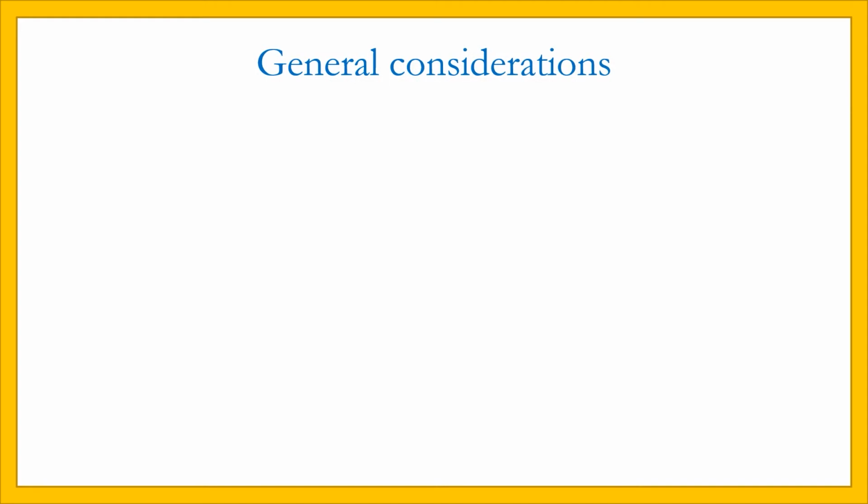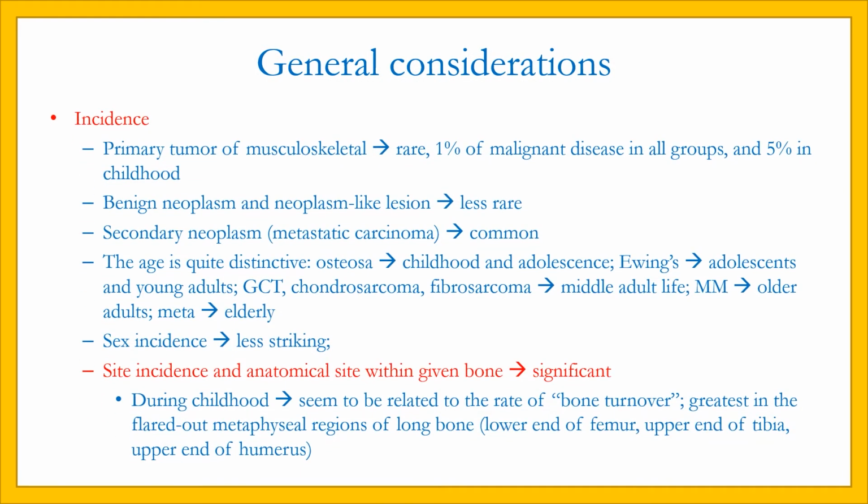General considerations. Incidence: primary tumors of the musculoskeletal system are rare, 1% of malignant disease in all groups and 5% in childhood. Benign neoplasms and neoplasm-like lesions are less rare. Secondary neoplasm, metastatic carcinoma, is common. The age is quite distinctive: osteosarcoma in childhood and adolescence, Ewing's in adolescents and young adults, GCT, chondrosarcoma, and fibrosarcoma in middle adult life, older adults, and the elderly.